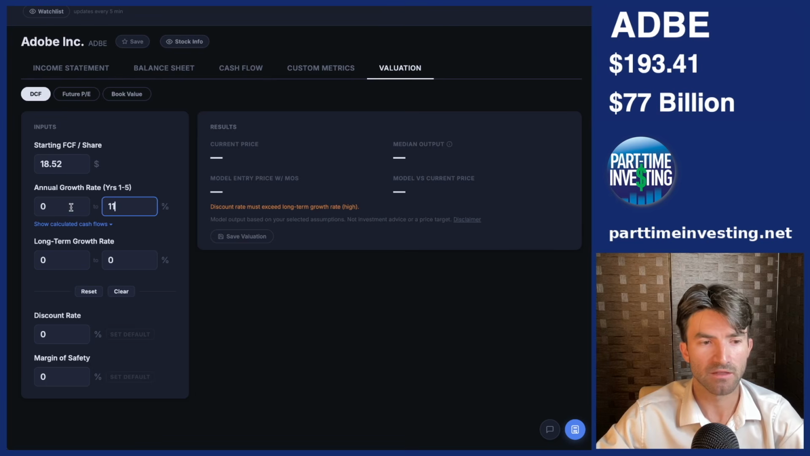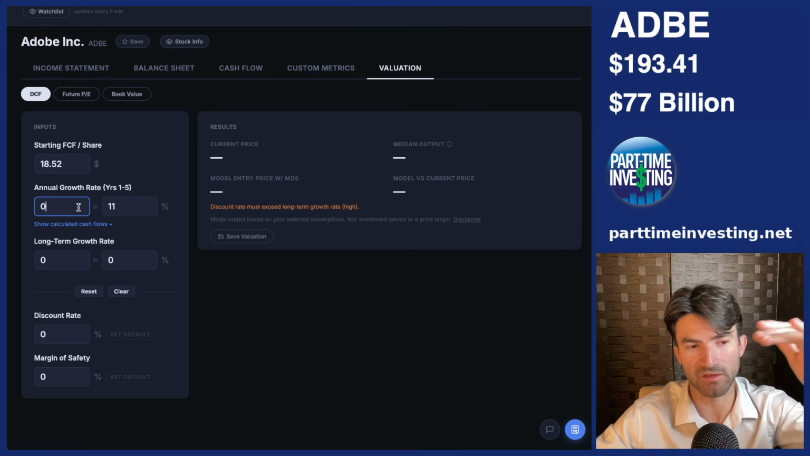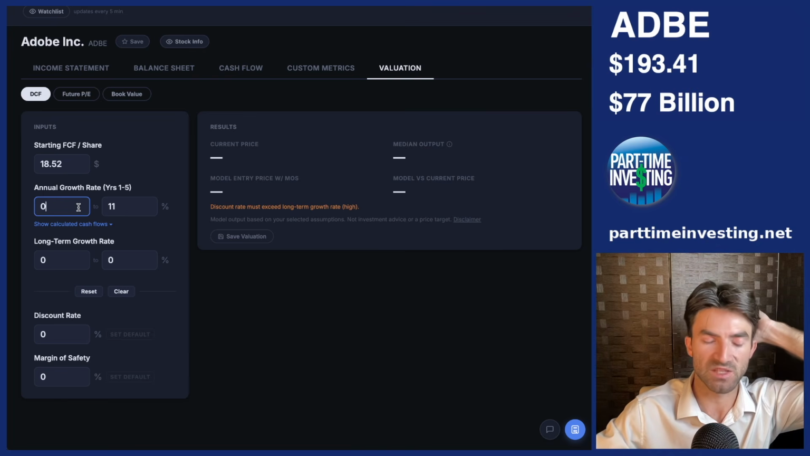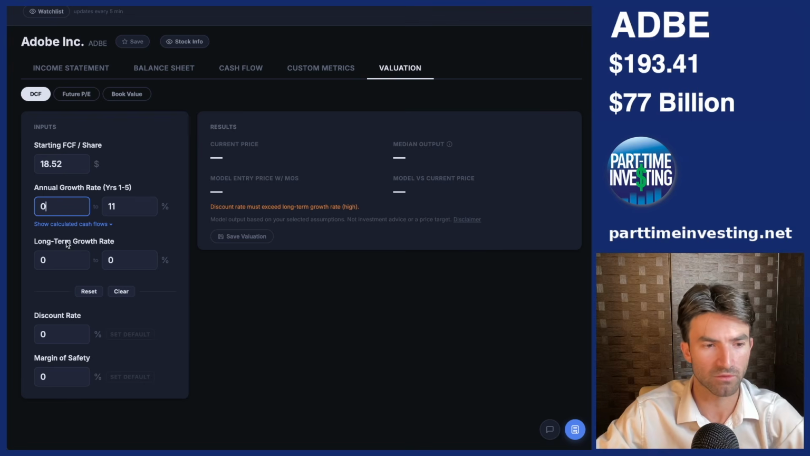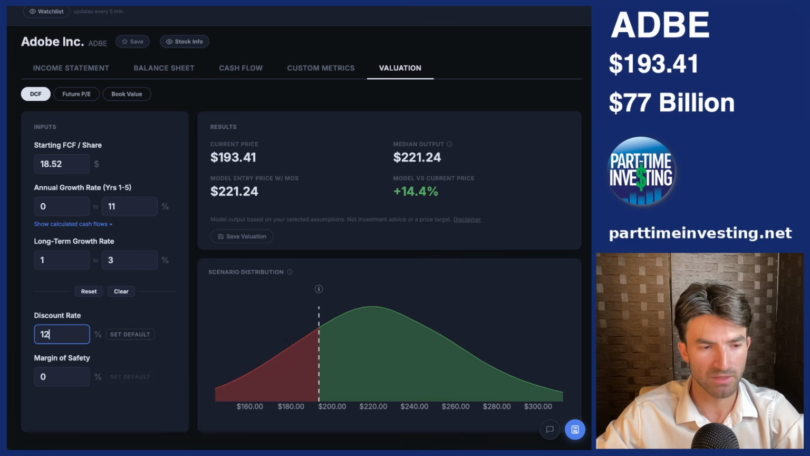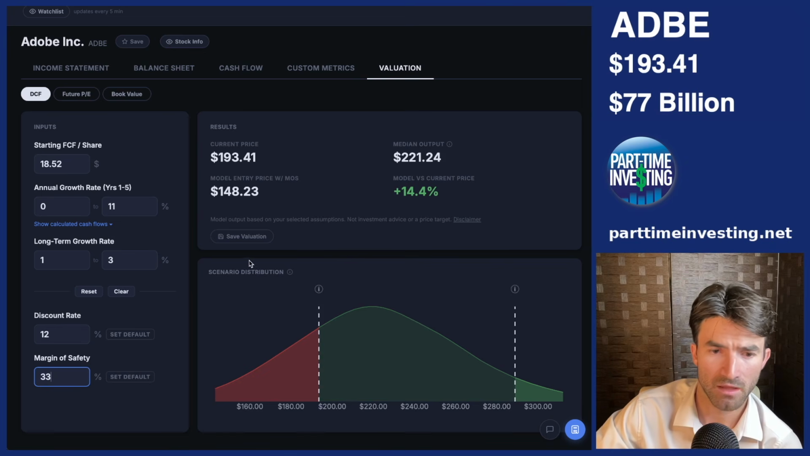How about that? And then the low end would be, what if they stall? What if they stall at 18, right? That it really is some of their business models getting eroded, that sort of thing. And then long-term growth, I always put like 1 to 3. Sometimes I put zeros there, just if I'm trying to be really conservative. Then your discount rate, I've been using 12 with a margin of safety of 33%.